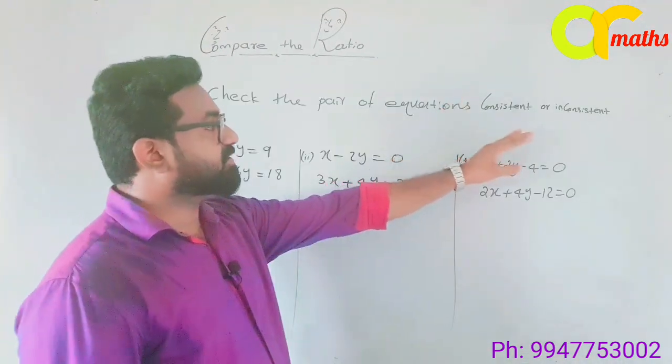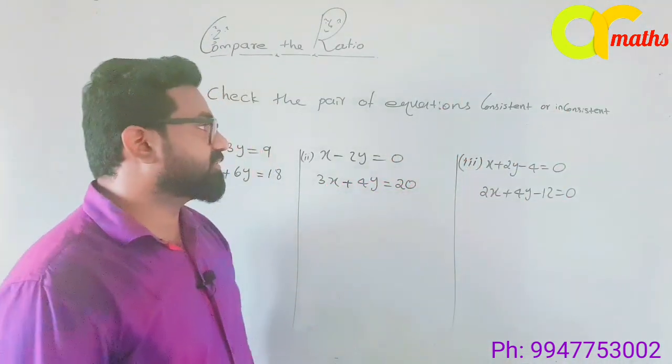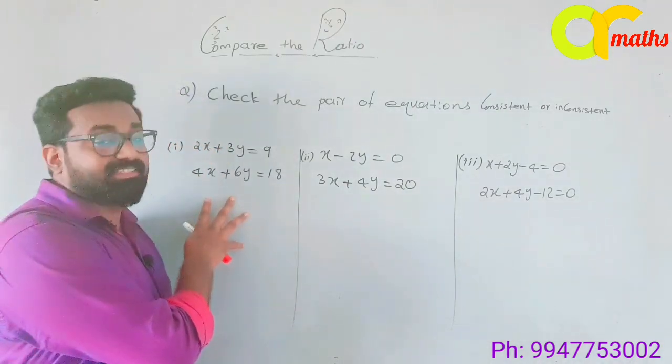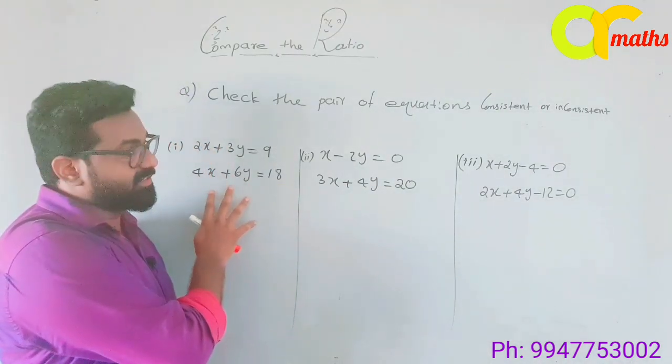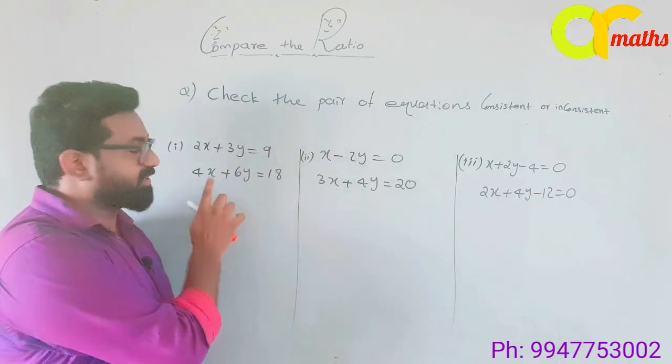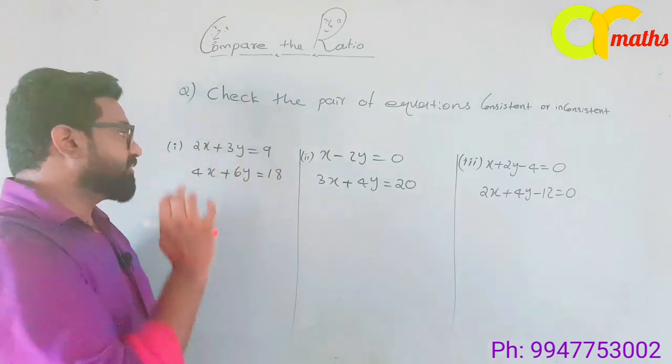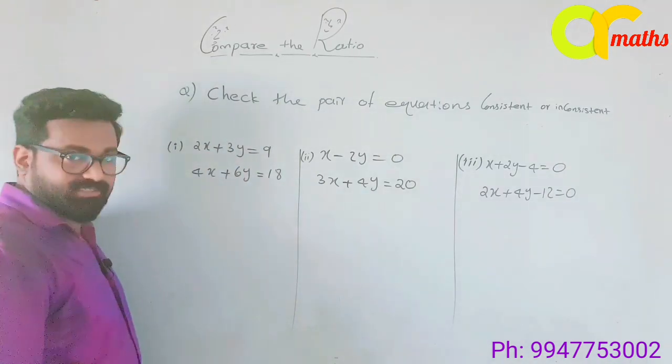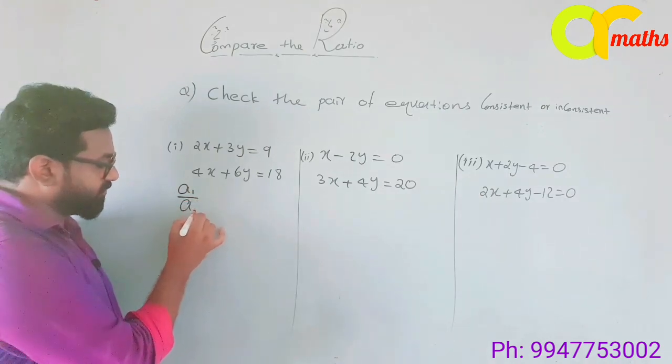Today we are going to discuss the consistency of a linear equation and how to find the solution of linear equations by the substitution method. These two topics we are discussing in this section. Listen: consistent or inconsistent. Consistent means the values of x and y exist. Inconsistent means there is no value for x and y. Clear? So just to compare the coefficients, what is a1 divided by a2?